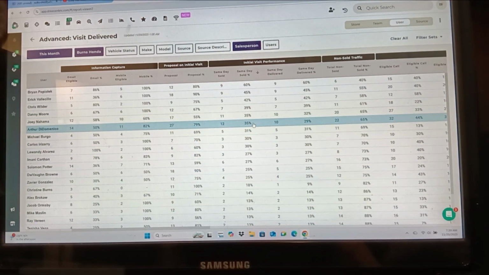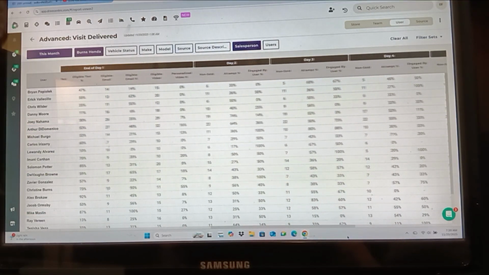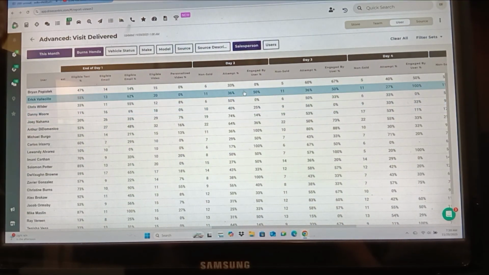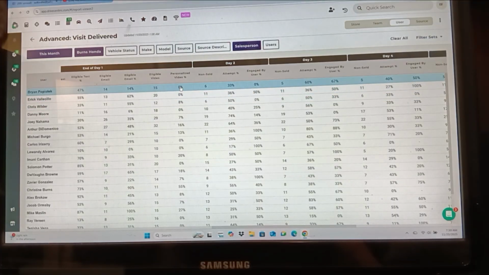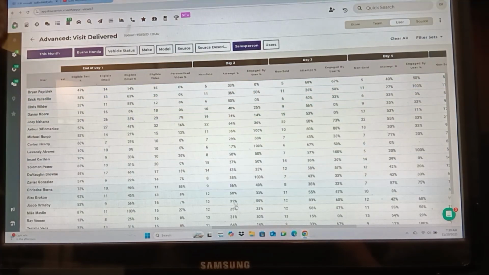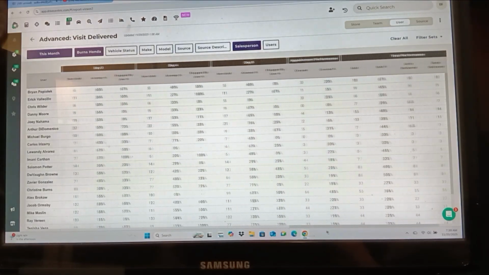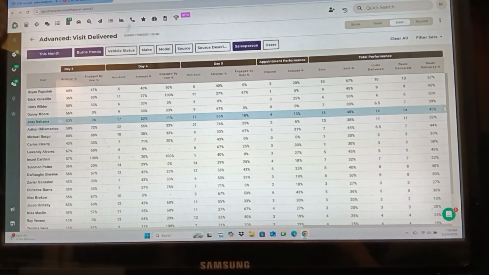And if you break it down further, you can see that your follow-up on day one is pretty low. You might want to look at that and see how they're responding. But I don't want to complicate things too much at this juncture. But this really tells you what's going on in the showroom.